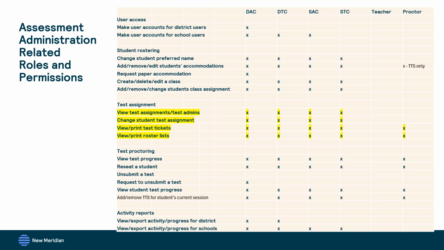It's useful to review this roles and permissions table for district and school coordinators. Highlighted here are some of the roles and permissions related to preparing for the assessment administration, including viewing test assignments and test admins, changing student test assignments, viewing and printing test tickets, and viewing and printing roster lists.